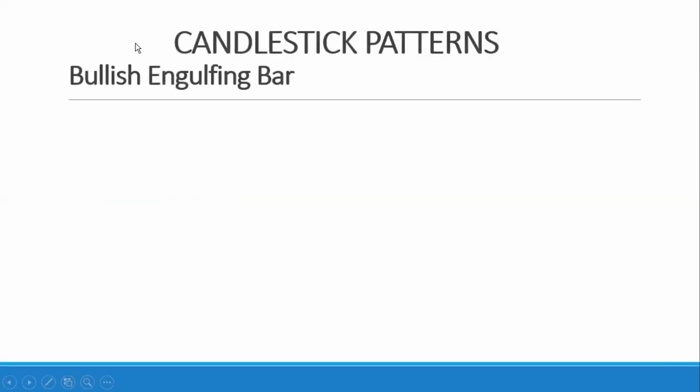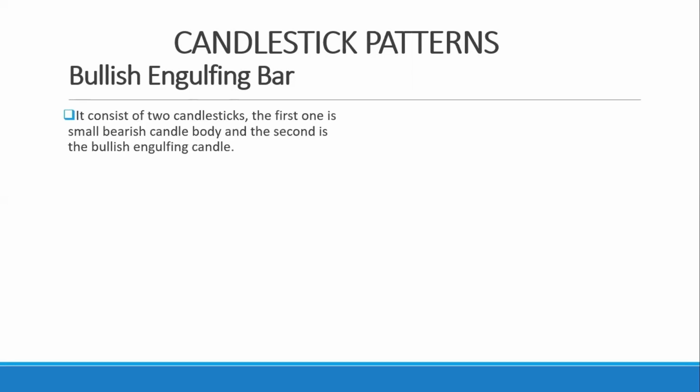So we will start with the engulfing bar or the bullish engulfing bar. Now the engulfing bar, we have the bearish and the bullish. In the forex market, remember our previous video, we talked about bullish market and the bearish market. So we have the bullish engulfing bar. When you talk about the bullish engulfing bar, it consists of 2 candlesticks. The first one is a small bearish candle body, and the second is a bullish engulfing candle.